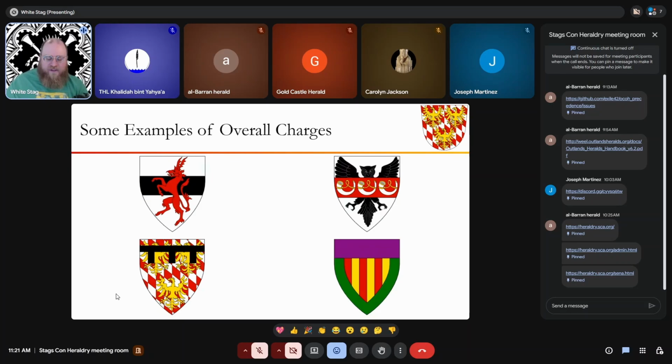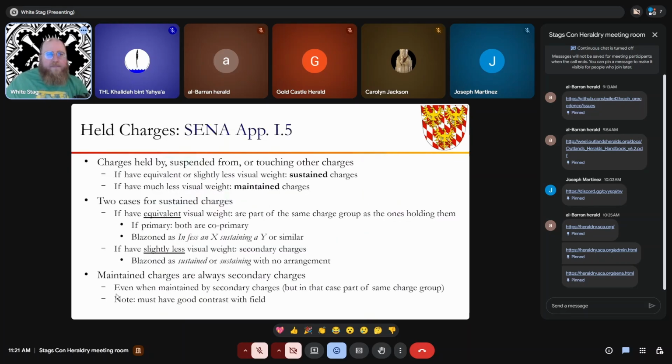So these are all 3 examples of overall charges. So, held charges. You see them a lot, especially in society heraldry. They are less common in period heraldry, but they do exist. These are charges which are held by other charges. There are 2 kinds: sustained charges and maintained charges.